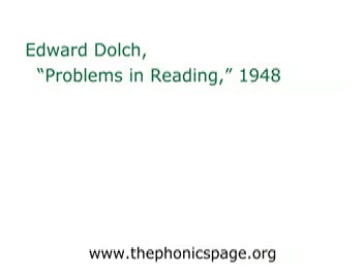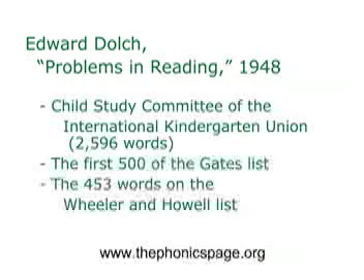This 220 word list was compiled by Edward Dolch, published in his 1948 book, Problems in Reading. To make his list, Dolch used 3 lists of the most frequently used words and took words that were common to all 3 lists, then added a few more words he deemed important but were only on 1 or 2 of the lists. The lists he used are shown in the bullets.